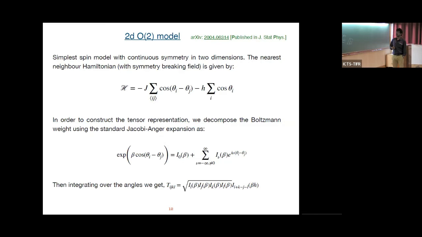Let's now move to a more complex spin model with continuous symmetry, unlike what we discussed before, the Ising model with discrete symmetry. If you look at this 2D O(2) model, the Hamiltonian is given by these two terms. The second is the symmetry breaking term. And this is the well-known term. We can study this model using tensor networks by doing a simple Jacobi-Anger expansion, which is like a Fourier transform of some sorts.